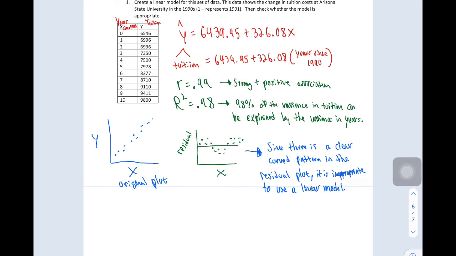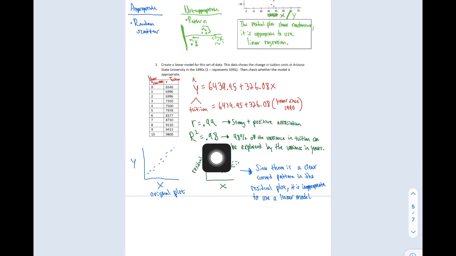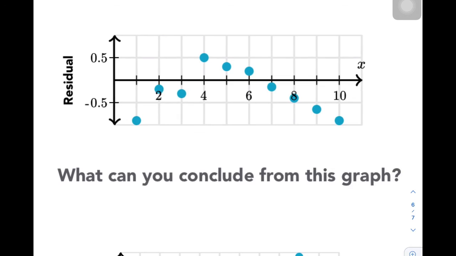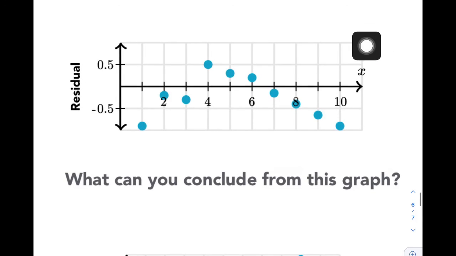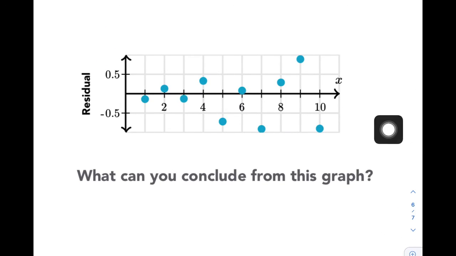All right, guys, that's it for residual plots. So just remember, we make residual plots because they tell us whether we should or should not use the linear regression. All right, guys, a few, one, two, three questions to check for your understanding. All right, the second one here, looking at this residual plot, what can you conclude from this graph? So is a linear model appropriate or is it not? And then the last question, looking at this residual plot, what can you conclude? Is a linear model appropriate? Yes or no?